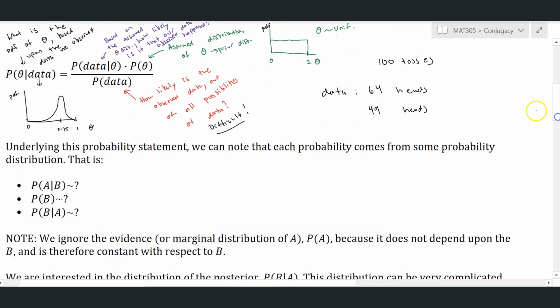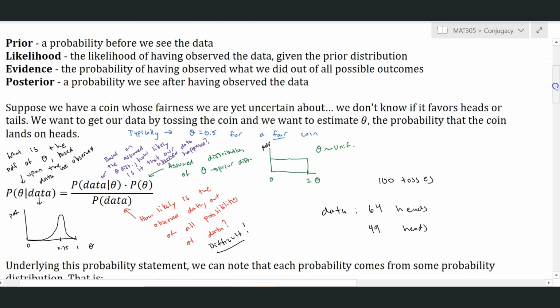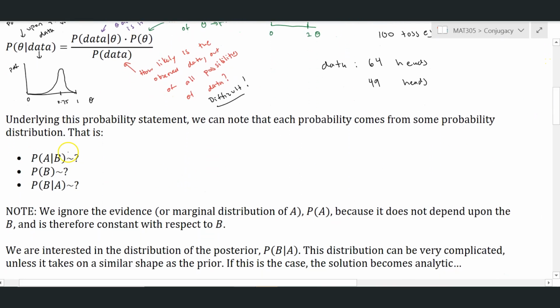Now, with all that said, underlying this probability statement, other than the situation where these are all numerical values and we can come up with a computation, we want to now deal with the probability distributions. And so the probability of A given B, this means distributed as, it's going to be distributed as something. B is going to be distributed as something. B given A is going to be distributed as something. Maybe it's normal distribution, binomial, lots of options.